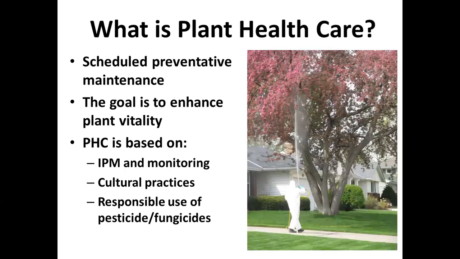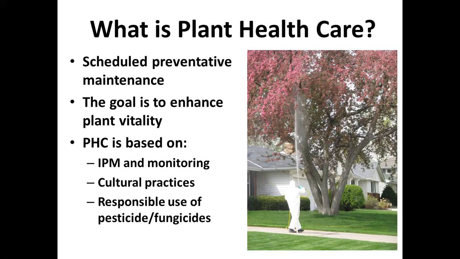So what is plant health care? Just so we have a common definition of that. It's scheduled preventive maintenance, and the goal is to enhance plant vitality. So scheduled means if you know that there's a recurring thing that tends to happen to a plant or a tree, you can have it booked into the calendar so you can hit it at the right time to make the most difference.